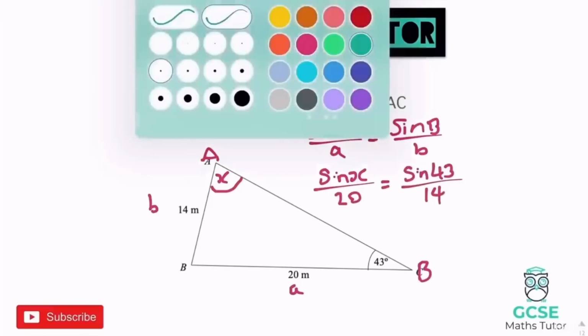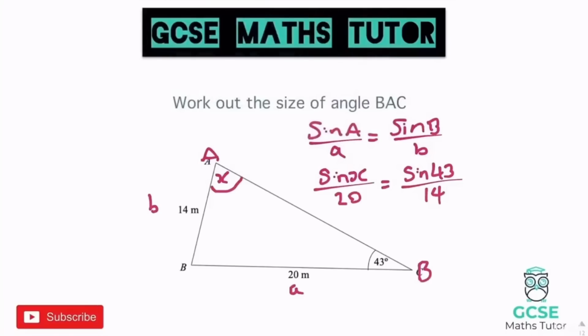Okay, so exactly the same approach as we did before. We can isolate the sine X by timesing both sides by 20. And again, you could work that right hand side out and times it by 20, but I'm just going to go stick it up the top there. So we end up with sine X equals 20 sine 43 over 14. And if we type that into the calculator now, what do we get? 20 sine 43 over 14, and we get an answer here.